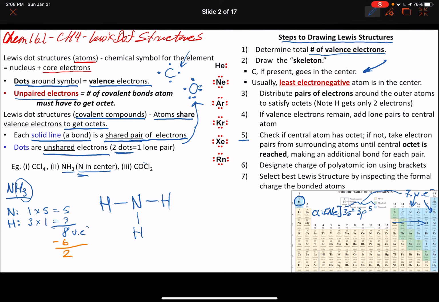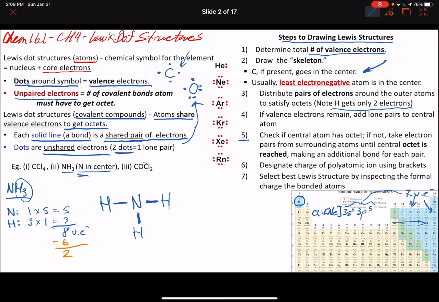And we'll move down the rules. So it tells us to distribute pairs of valence electrons around outer atoms to satisfy octets, and note that hydrogen only gets 2 electrons. So each of these hydrogens already has a duet, given that there's 2 in the covalent bond that is shared between nitrogen and hydrogen. We've already established its duet. No more valence electrons go on to the hydrogen. So we do not need to apply rule 3.